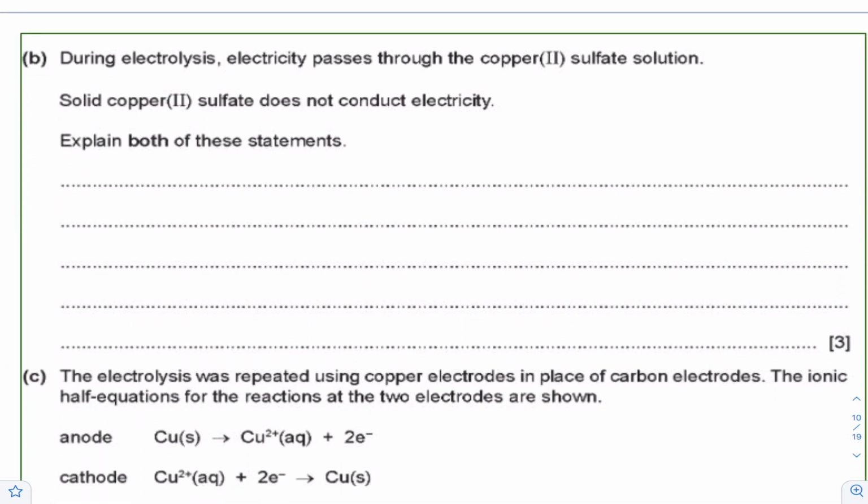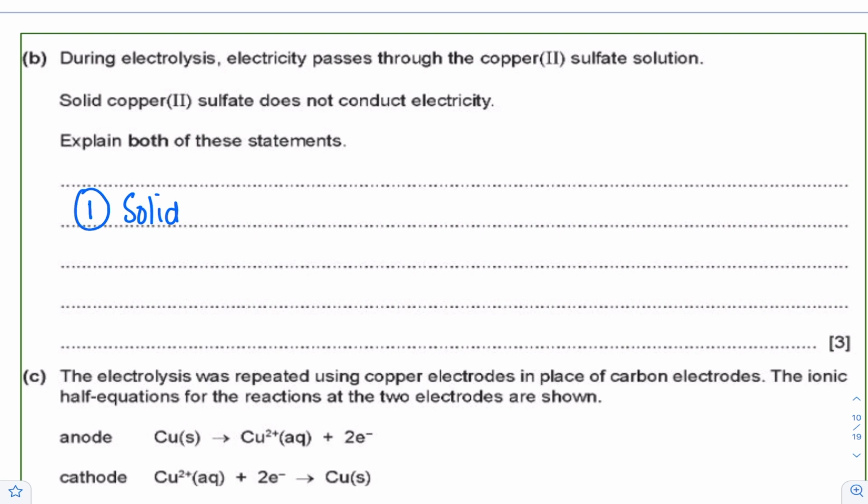During electrolysis, electricity passes through the copper 2 sulfate solution. Solid copper 2 sulfate does not conduct electricity. So explain both of the statements. This is very similar to the question that we had. I think it was question 1, where there's 3 marks available and you're basically comparing 2 substances.